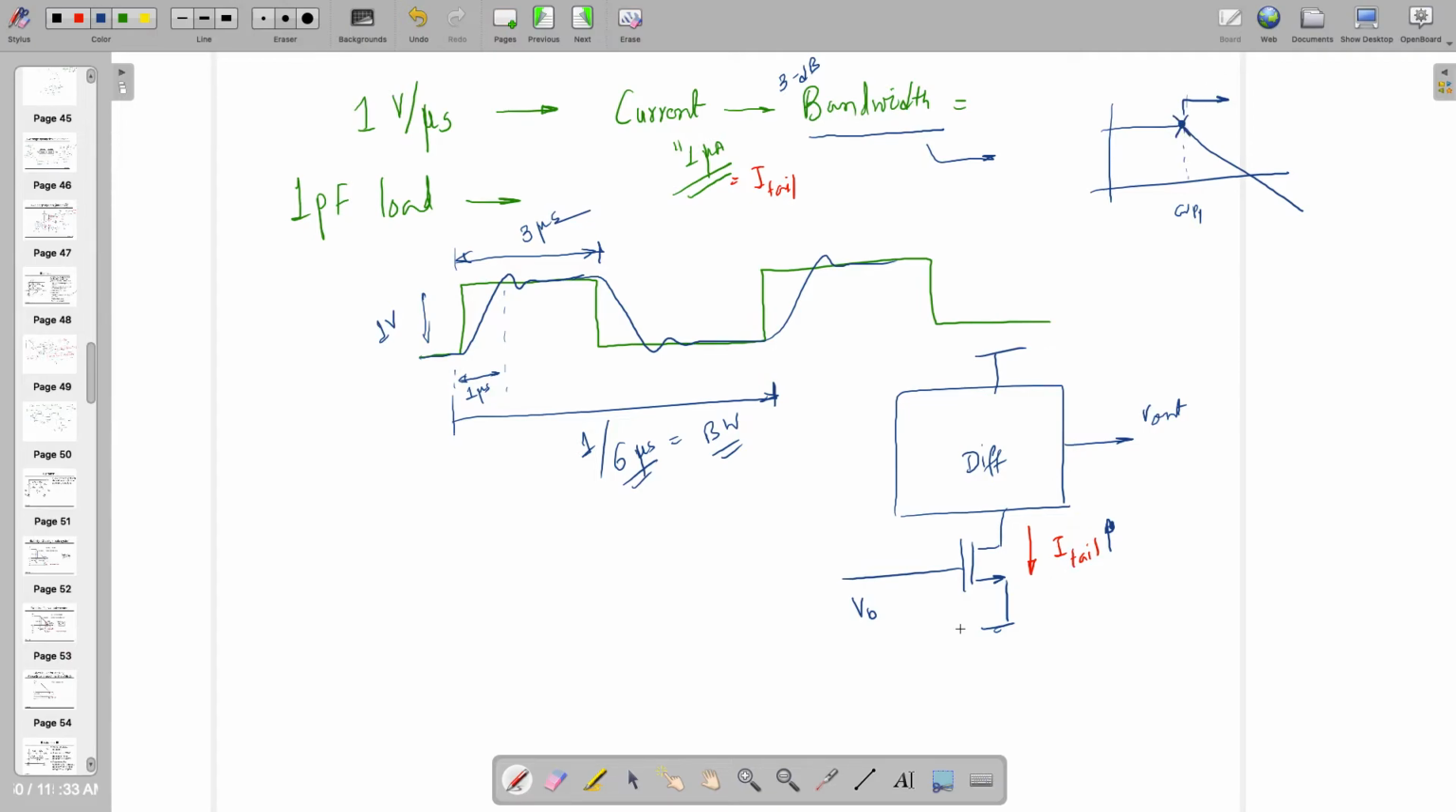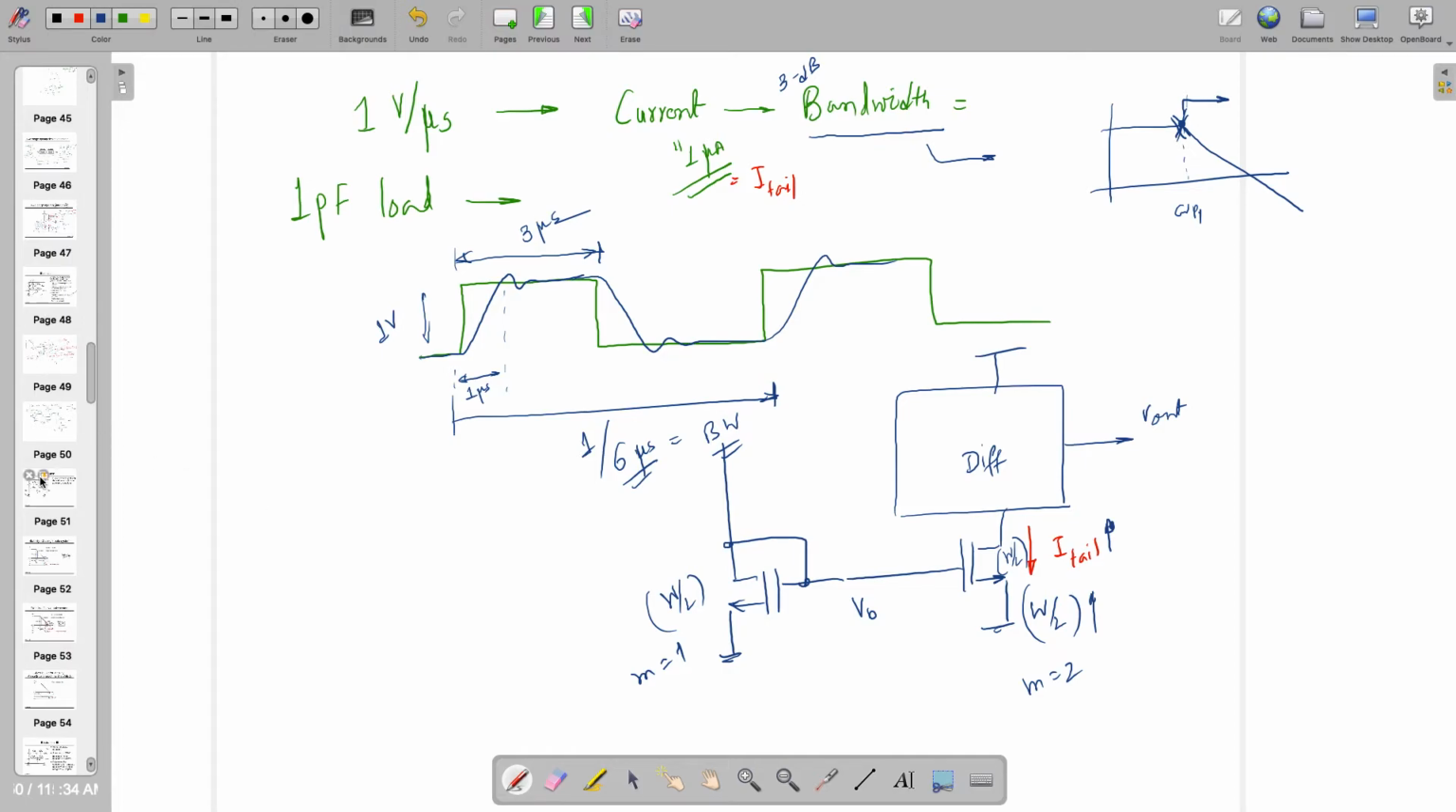you can move this pole to the other side, increasing the bandwidth. But for doing this, you need to increase W by L, right? Because if this is VB, if this is W by L and if this is W by L, if I want to increase by 2, I am going to use M equal to 2 or M equal to 3 or so on, just to increase the bandwidth, right? So this is what we can do. We can increase the current.